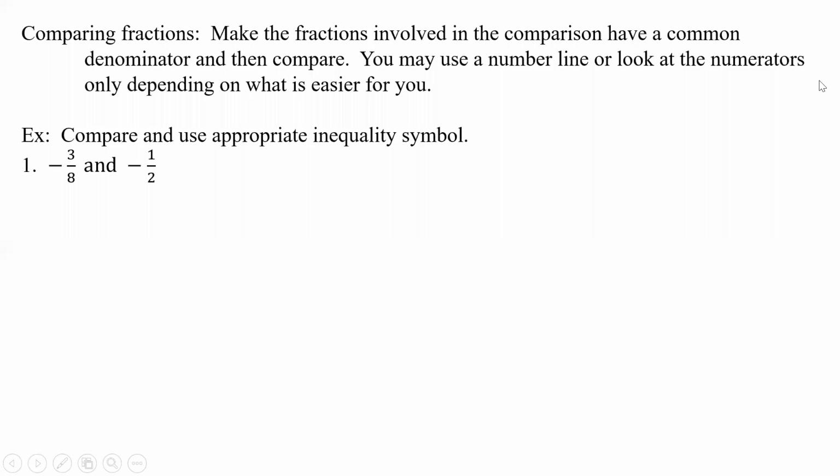All right, so the next thing is we want to compare fractions. Which one's bigger? Which one's smaller? That's what we want to do now. And so what we need to do is make the fractions involved in the comparison have a common denominator, and then we compare the two numbers, okay? Now, you can use the number line or look at the numerators only, depending on what's easier for you, okay? But you have to have that common denominator before you can just look at the numerators.